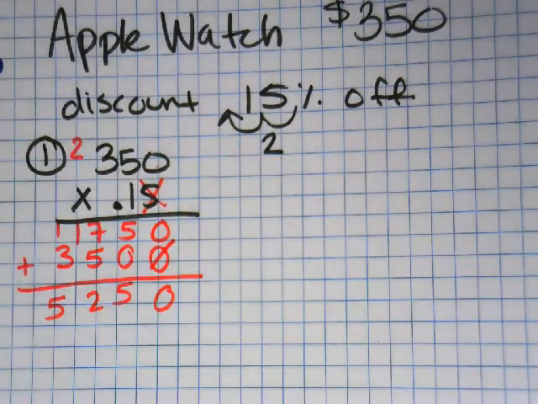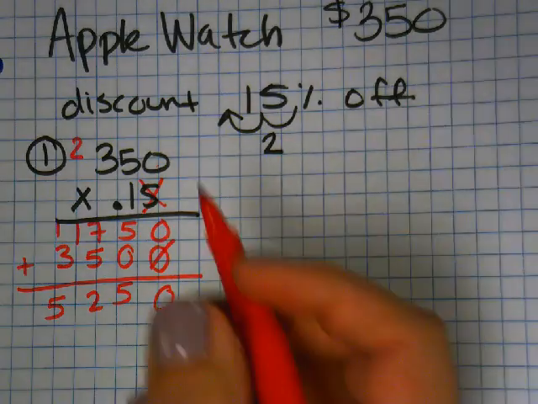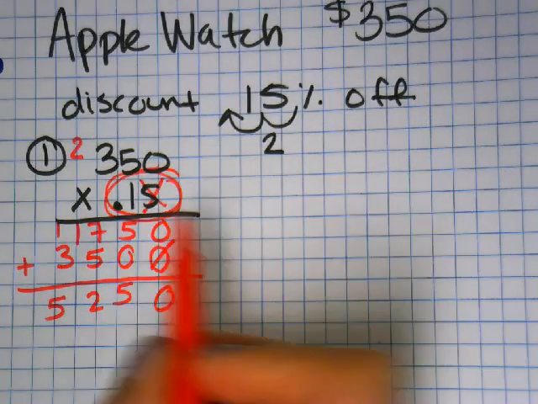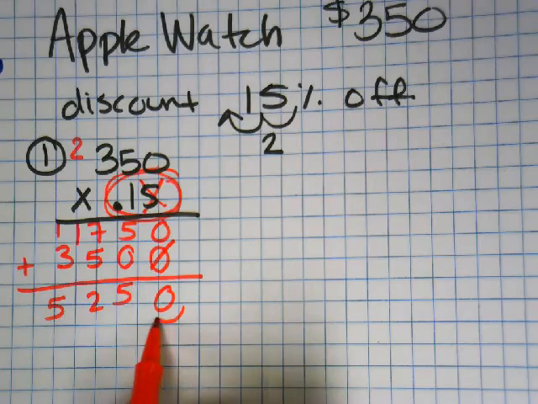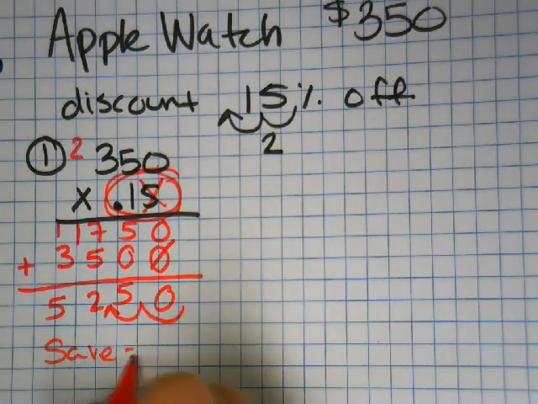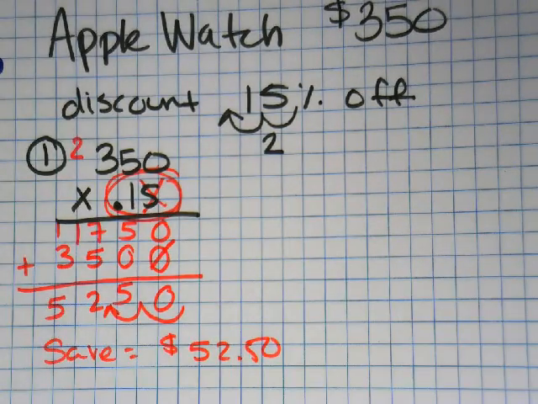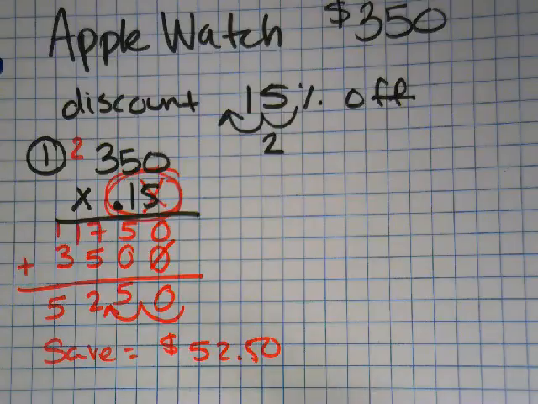We get 5,250. Can I save more than what it costs? No. So I know that I'm still missing something. Now, decimal. How many times do I move the decimal? Twice. Because there were 2 numbers in my problem after the decimal, I gotta recognize that. There we go. So how much do you save? $52.50. Good.